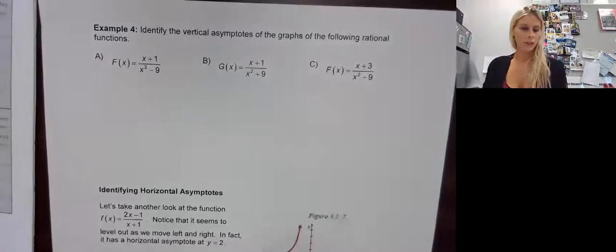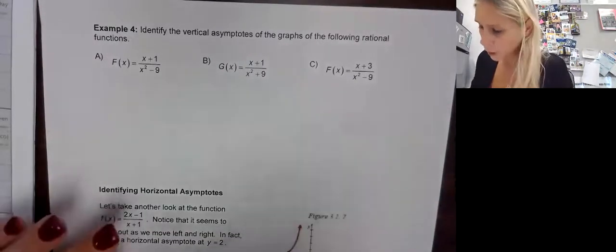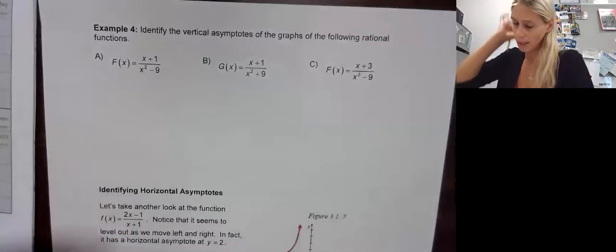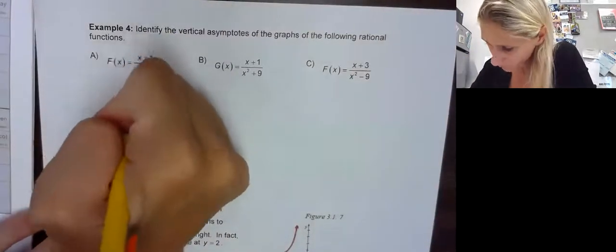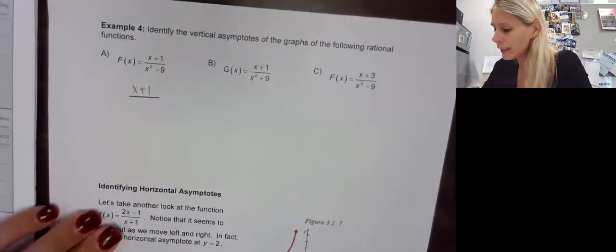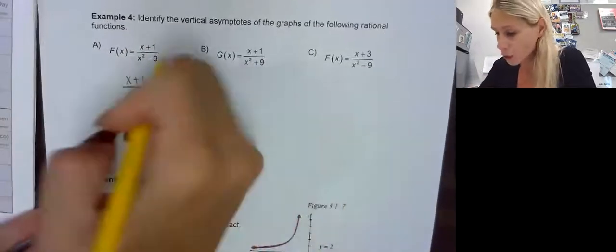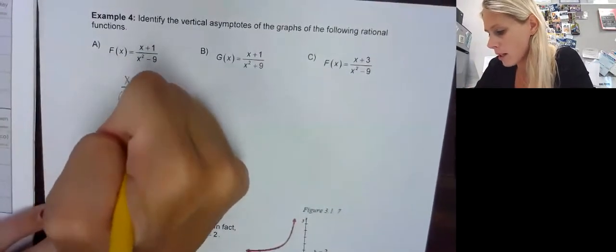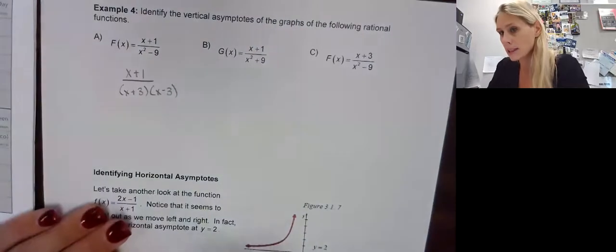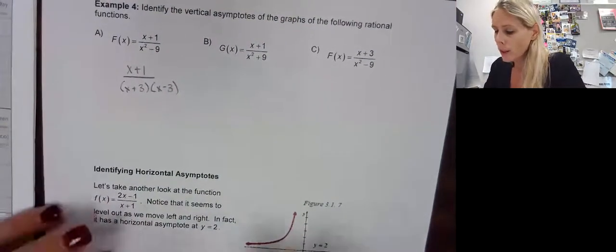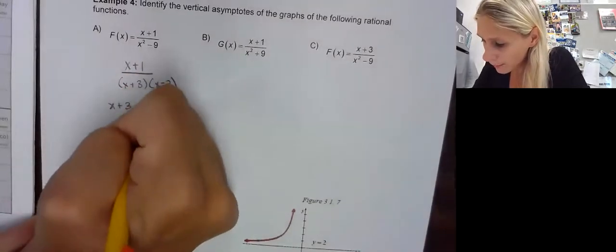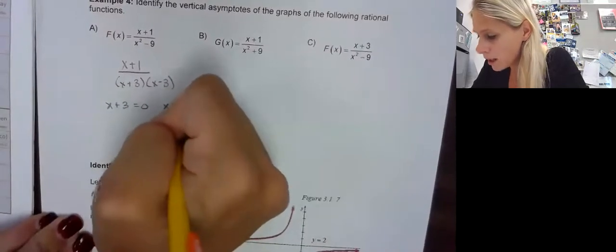Okay, next paper. Let's do some practice with this. Let's identify those vertical asymptotes. Okay. So first we're going to simplify as much as we can. So in this case, we might factor first to be able to see if we can simplify anything. So we get x plus 1 all over, this is the difference of 2 squares, so that gives us x plus 3 times x minus 3. Now guys, can anything cancel out? No. So that means we're going to set our denominator equal to 0. That means in this case that each part equals 0.